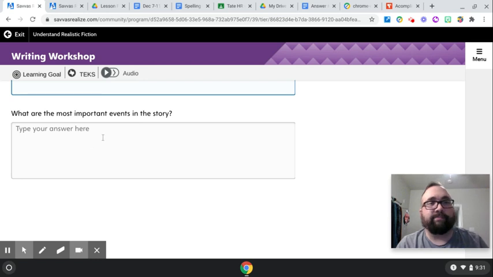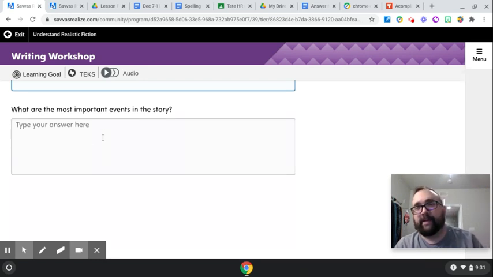What are the most important events in the story? So this is the plot. What were the most important events? What started the problem? What led to the resolution or the solution that solved the problem? These are the important events, right? You want to know how the problem was caused and how it was fixed, and any other big details. But I don't need to know that the character ate a peanut butter sandwich. We want to identify those most important events in the story, okay?